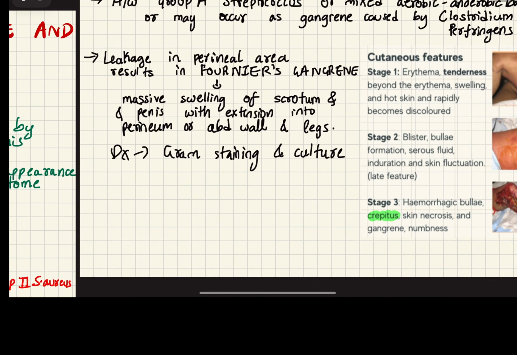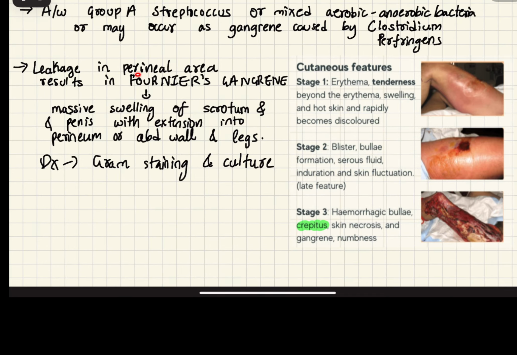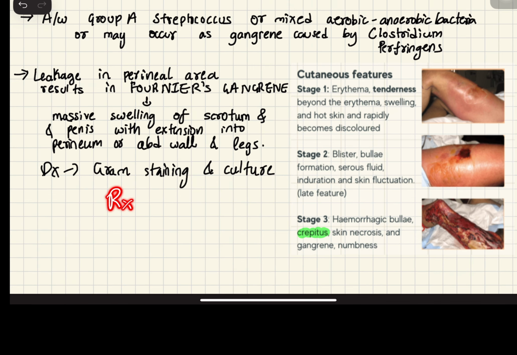Okay, if the spread is into the perineal area, it results in Fournier's gangrene. That is nothing but massive swelling of the scrotum and penis with extension into the perineum or abdominal wall and legs. Diagnosis: you have to do surgical exploration and then gram staining and culture. Treatment: you can do debridement and then give broad-spectrum antibiotics, which I will discuss later.